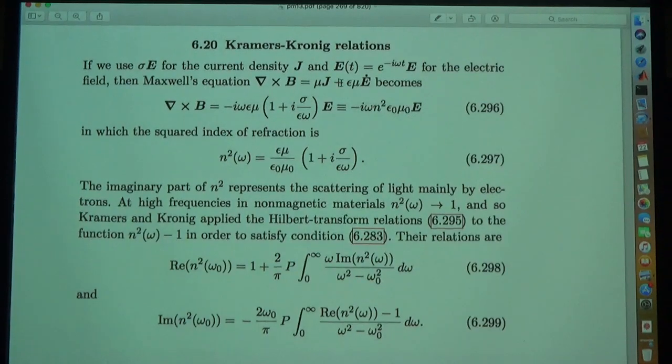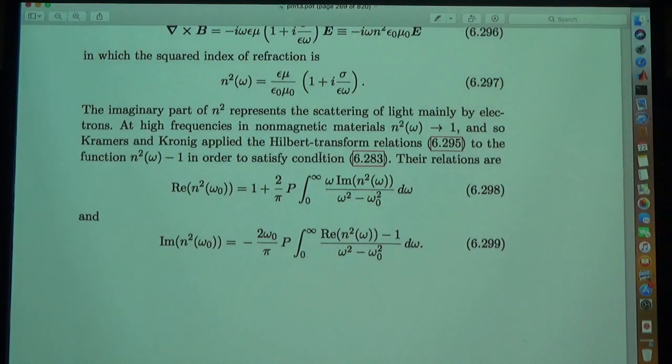Anyway, Maxwell's equation then is the curl of B is mu j plus epsilon mu E dot, and if you substitute for E and substitute for J equal to sigma E, so you let J equal sigma E, then after a suitable factorization you get this expression, which one can rewrite this way in terms of the square of a complex index of refraction.